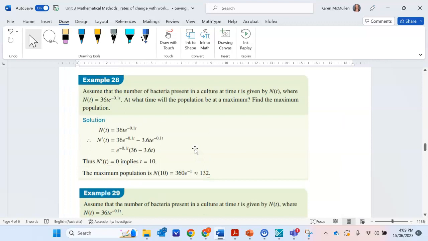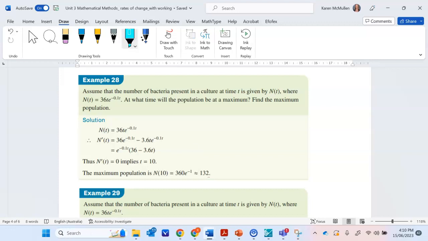Okay. So example 28 and example 29, it's the same context. We're looking at the number of bacteria present in a culture at time t. So we've got this rule here for n. At what time t will the population be a maximum? We know that we find the derivative, let it equal 0, and that's going to give us our maximum. So that's basically what we've done here.